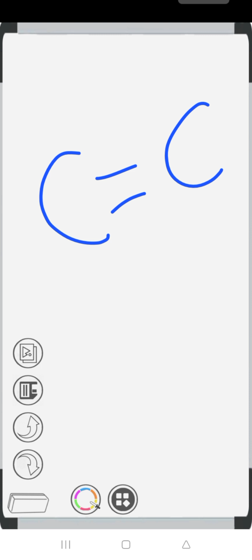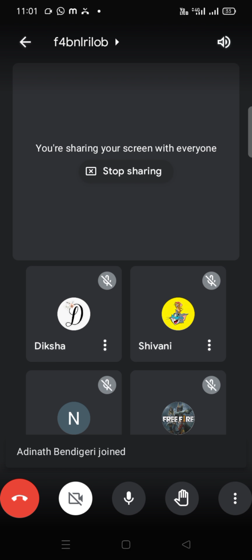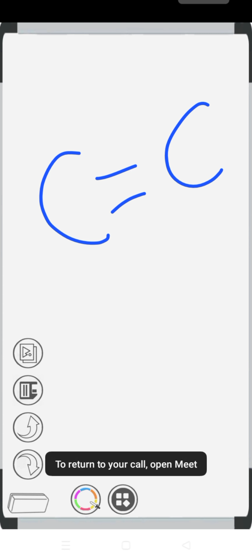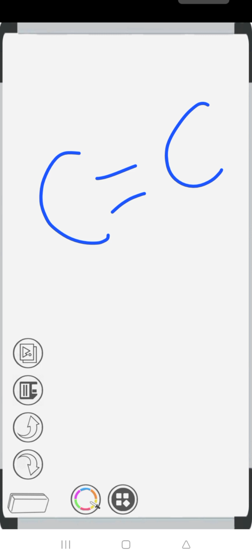जब हम किसी को, like for example, we cannot give a textbook forever. We cannot take a textbook forever. So in such cases, we share our textbooks. Like how I'm sharing my screen with you, same way carbon also shares its electrons.